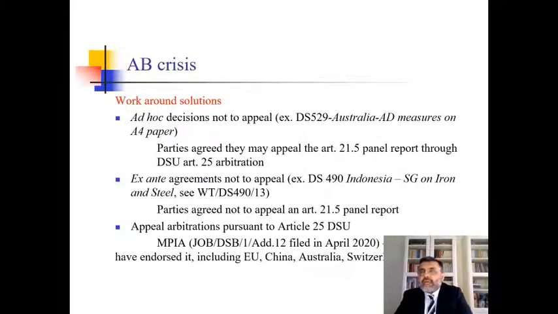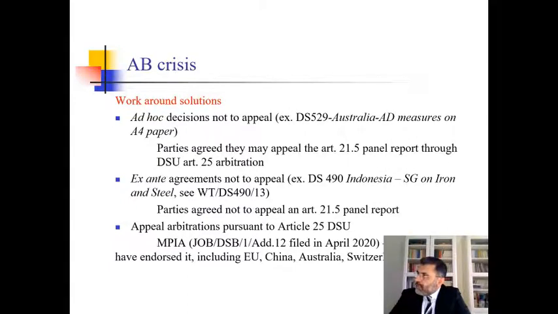And lastly, in this regard, I would like to mention this interim appeal mechanism that has been proposed by the European Union, again based on the arbitration mechanism found in Article 25 of the DSU. So the EU came up with a multilateral interim appeal mechanism. This proposal has been signed so far by 25 members of the WTO, this multi-party interim appeal mechanism, MPIA.